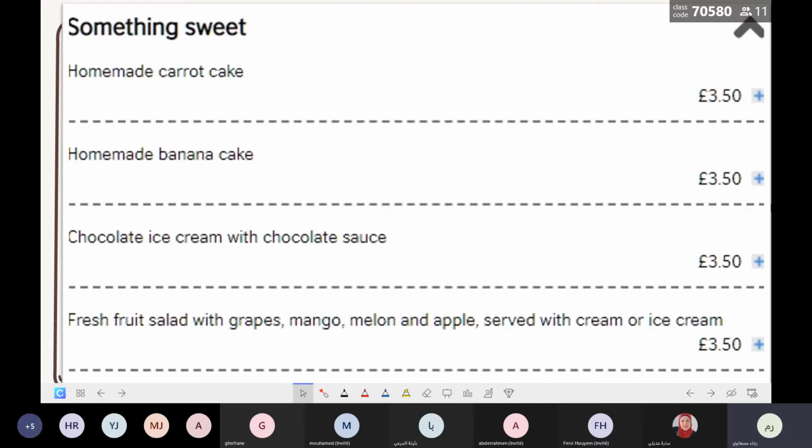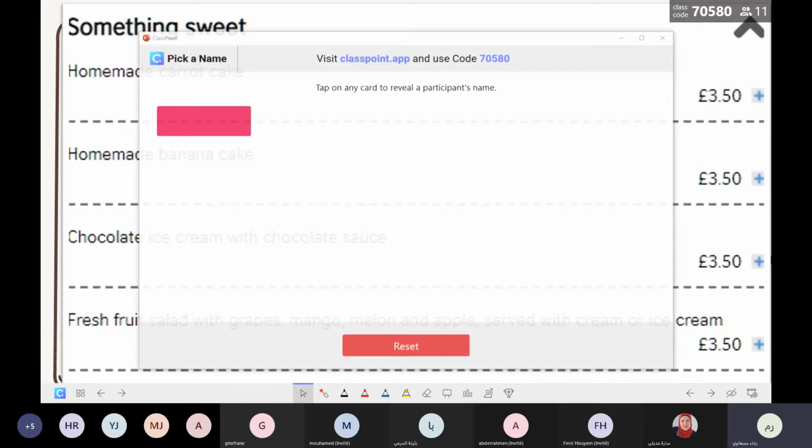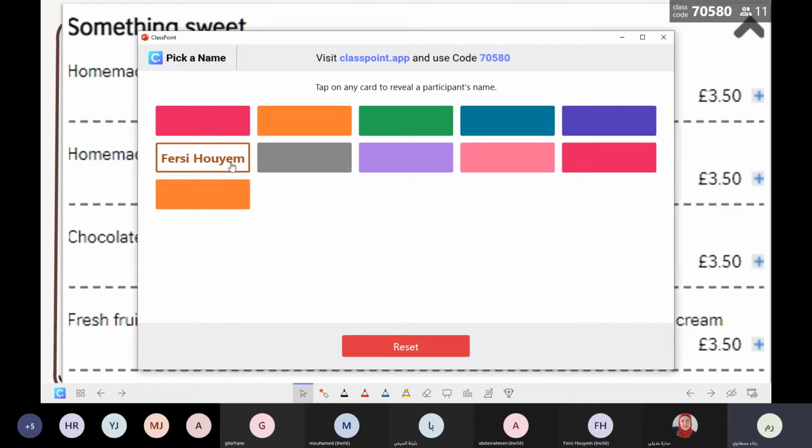Fresh fruit salad, you see, fresh fruit salad together. Fruit salad, okay, salade du fruit. Fresh fruit salad with grapes, mango, melon, and apple, served with cream or ice cream, 350 pounds. Okay, so I would like to choose a volunteer here.